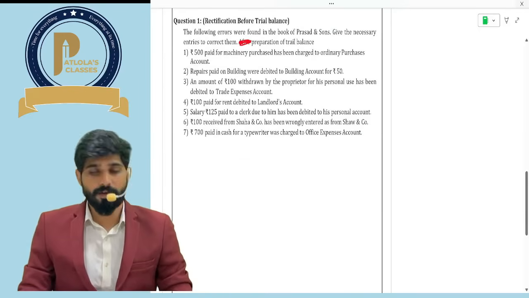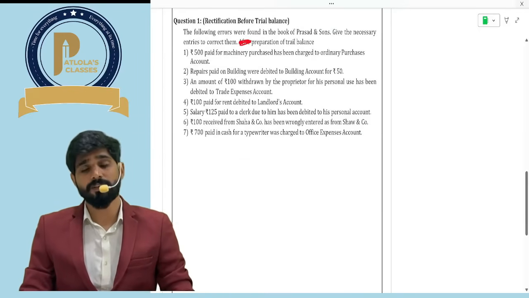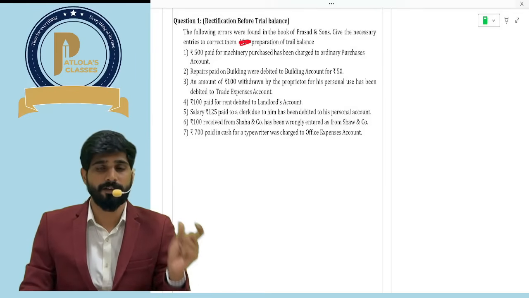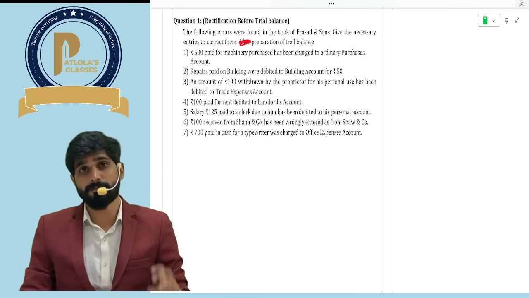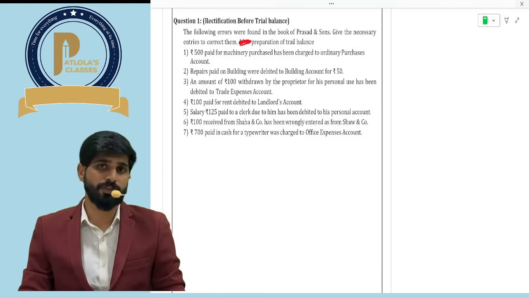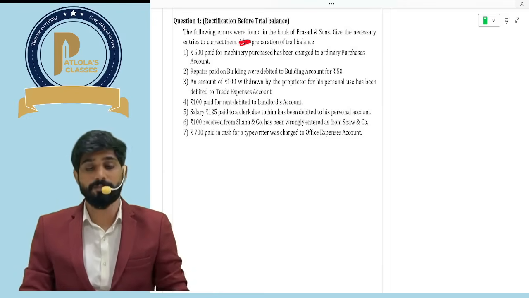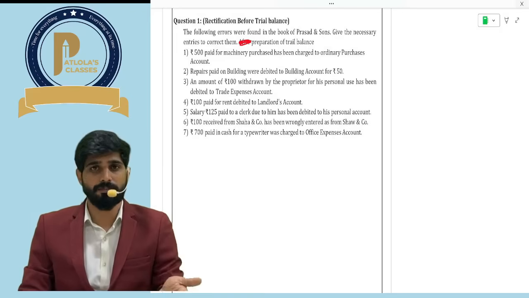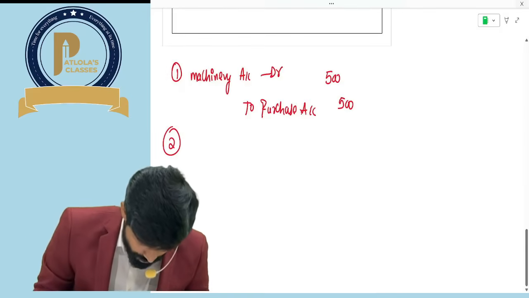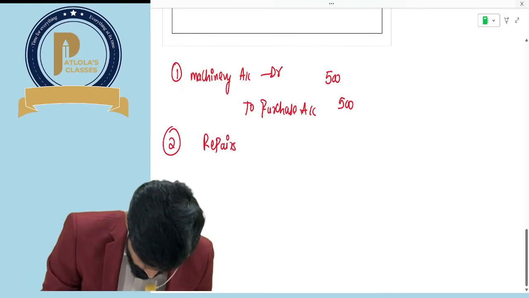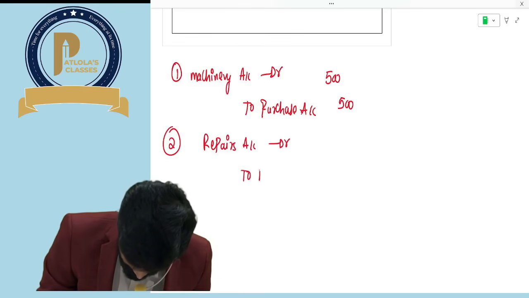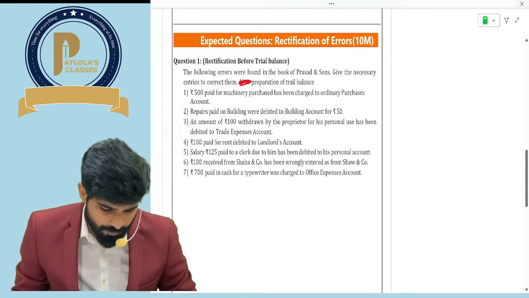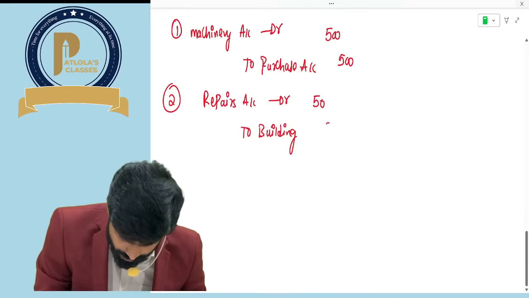Coming to the second one, repairs paid on building were debited to building. Repairs are in the nature of revenue expenditure, which should be transferred to P&L with the name of repairs, but they are debiting it to building, meaning they are treating it as capital expenditure. Instead of debiting repairs, they are debiting building. So repairs has to be debited now, and building, which was by mistake debited, should be cancelled. So the rectification entry will be repairs account debit to building account. Guys, at this stage no concept of suspense and all that. The amount is 50. Wonderful.